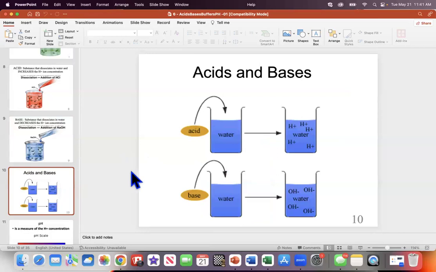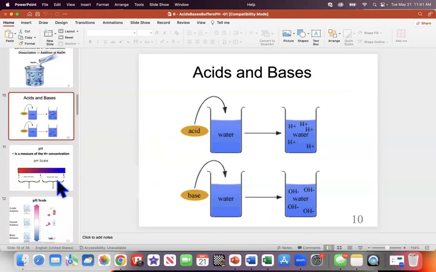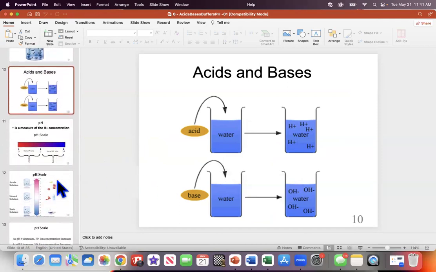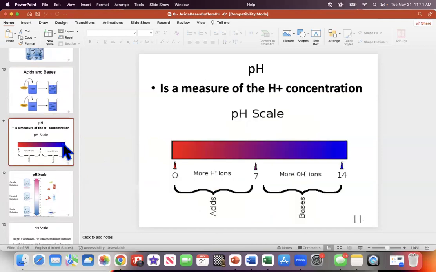So that's the acid and the base. Acid has more H plus, and the base has more OH negative, or the base has less H plus. You have more OH negative, you have less H plus. And we want to use a scale to measure how acidic or how basic the solution is. And it comes up with the pH scale. That's the main point for this lecture.